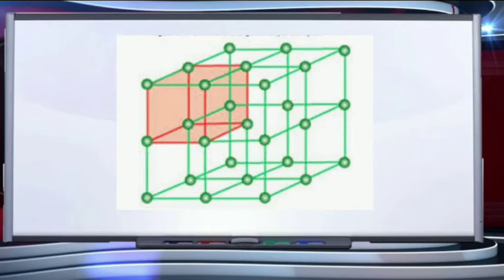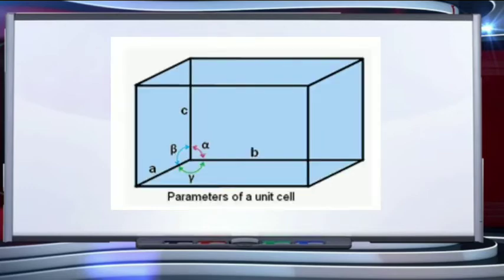The red shaded part is the unit cell, which is the smallest portion of a crystal lattice that, when repeated in different directions, generates the entire lattice. This is a magnified picture of a unit cell, which is characterized by 6 parameters: a, b, c, alpha, beta and gamma, where a, b, c are the 3 edges, and alpha, beta and gamma are the angles between the edges.